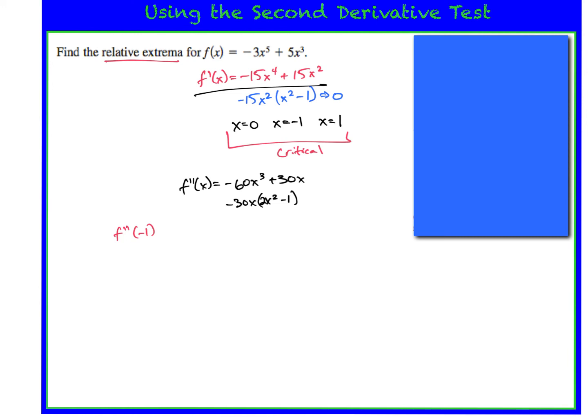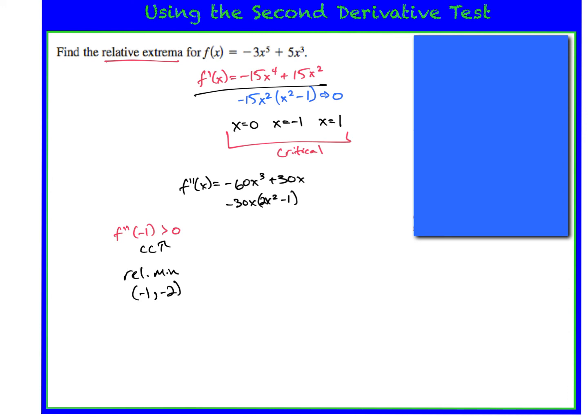So let's substitute -1 into our second derivative, and all I care about is the sign. If I substitute in -1, this part would be positive, and this part would be positive. So f double prime of -1 is greater than 0, which means I have concave up, which means I have a relative minimum at -1. If we back substitute, that would end up being -2.